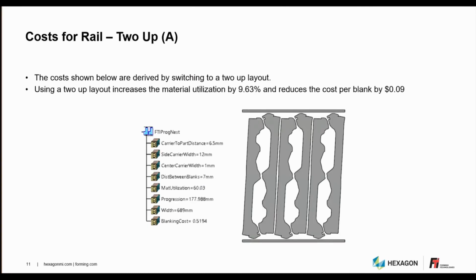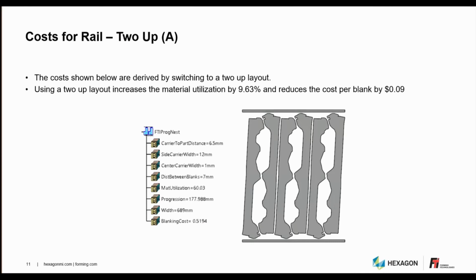So, second configuration, in this case, we have 9.63% material utilization, and the reduce in cost per blank is 0.09. So in here, for example, we can have 9,000 euros if we have 100,000 parts.